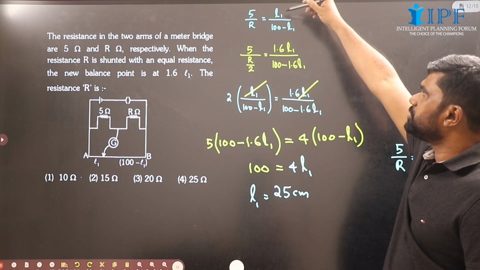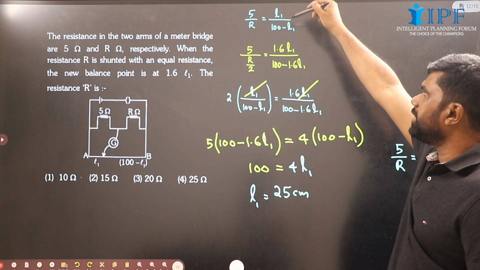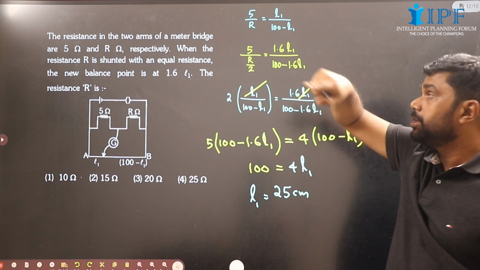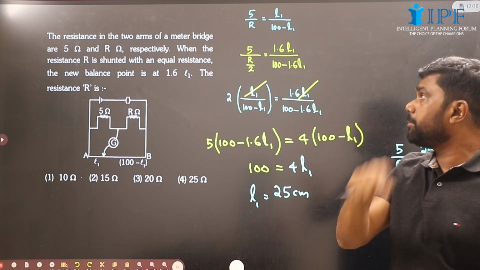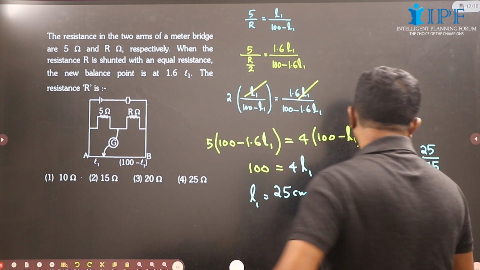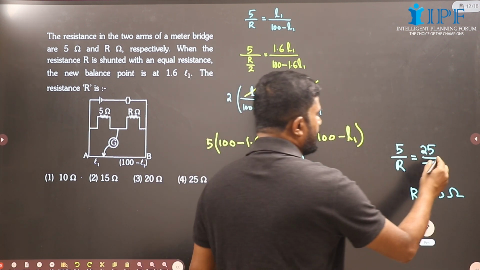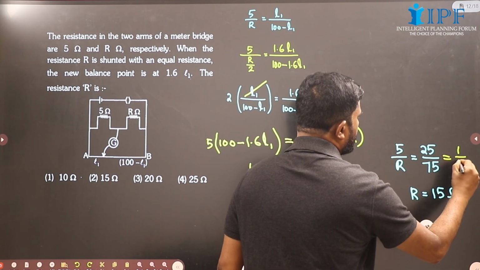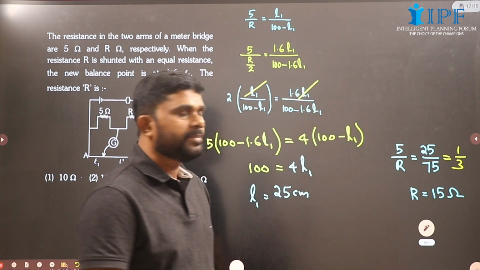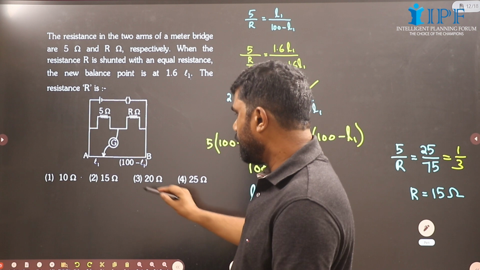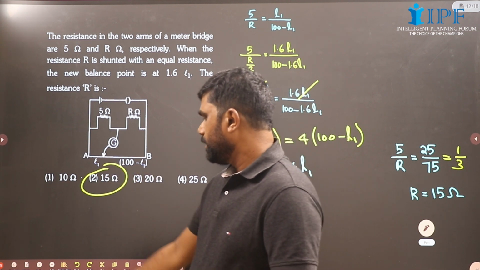So if you put this 25 divided by 100 minus 25, which means 75, 25 by 75 is 1 by 3. So 5 divided by R is 25 by 75, or we can say this is 1 over 3. So R will be 15 ohm. R equal to 15 ohm.